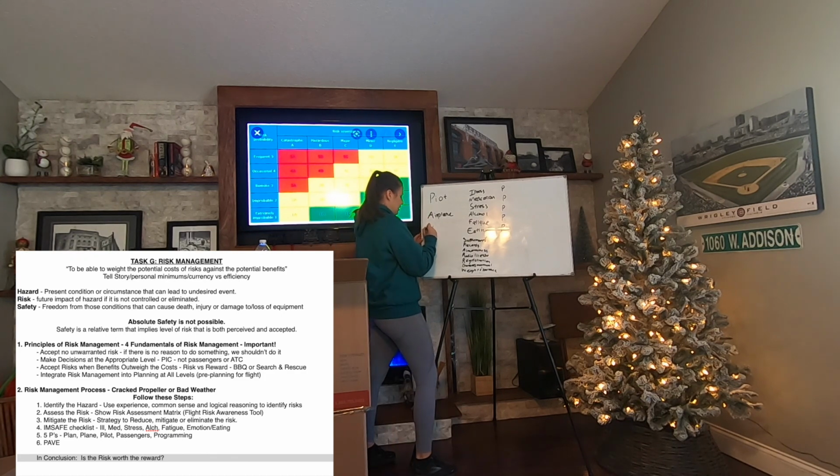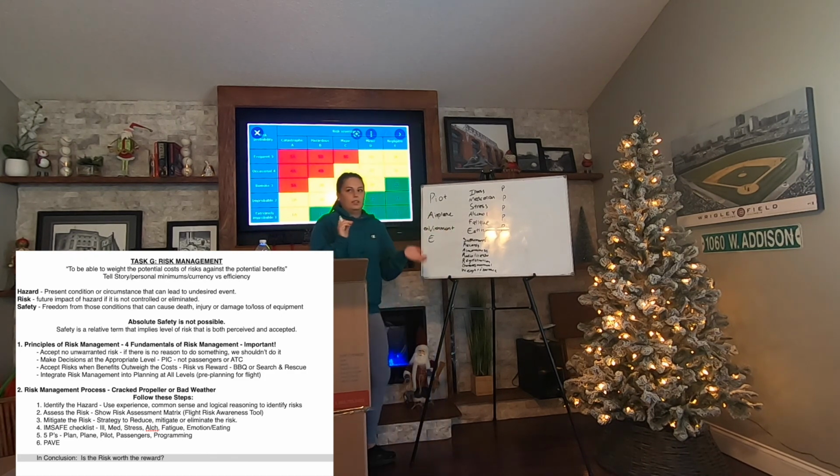Moving on to environment. This kind of goes into like currency versus proficiency. Right now, I am current, but I'm not proficient, so I would reduce that risk and have someone that's a more seasoned IFR pilot or someone that's more proficient to go along with me to mitigate those risks. I don't want to get myself into a situation where I have to think twice about it.